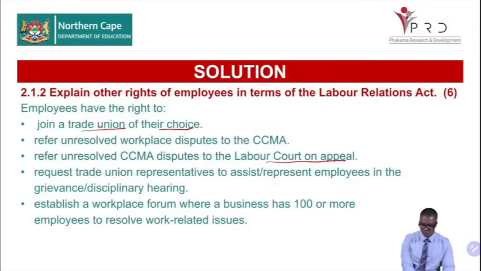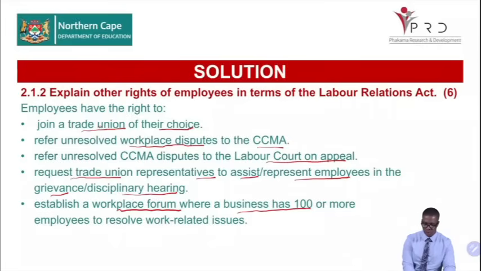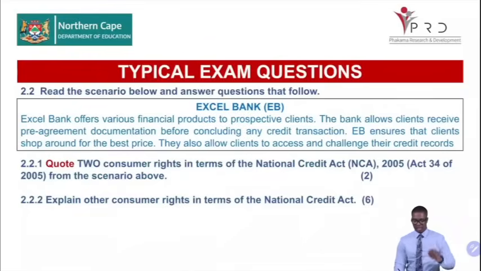They have a right to refer unresolved workplace disputes to CCMA, and then they have a right to request trade union representatives to assist or represent employees in a grievance or disciplinary hearing. They have a right to establish a workplace forum where a business has 100 or more employees to resolve work-related issues.